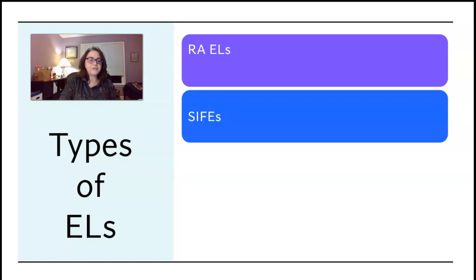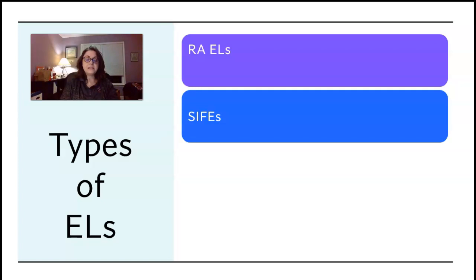Then you have SEI students. SEI students are ELs with interrupted L1 schooling. These students may have completed school years in different countries. Maybe one year they were in their country, and then the next year they went to the United States, and then they went back to their country. So they've got some back and forth. Some may not have attended school regularly in their country for various reasons.